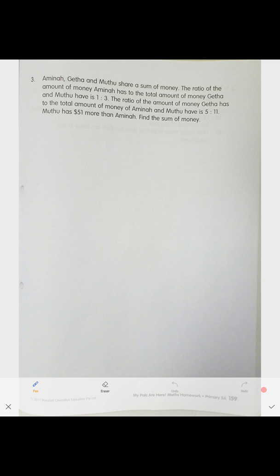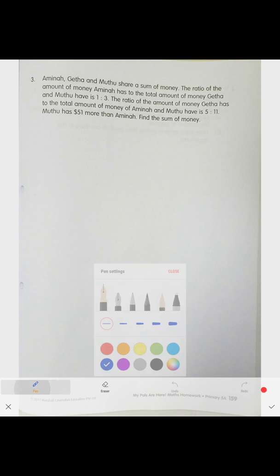Next problem. Amina, Geta, and Muthu shared a sum of money. The ratio of the amount of money Amina has to the total amount of money Geta and Muthu have is 1:3. Okay. The ratio of the amount of money Geta has to the total amount of money of Amina and Muthu have is 5:11. Muthu has 51 more than Amina. Find the sum of money.